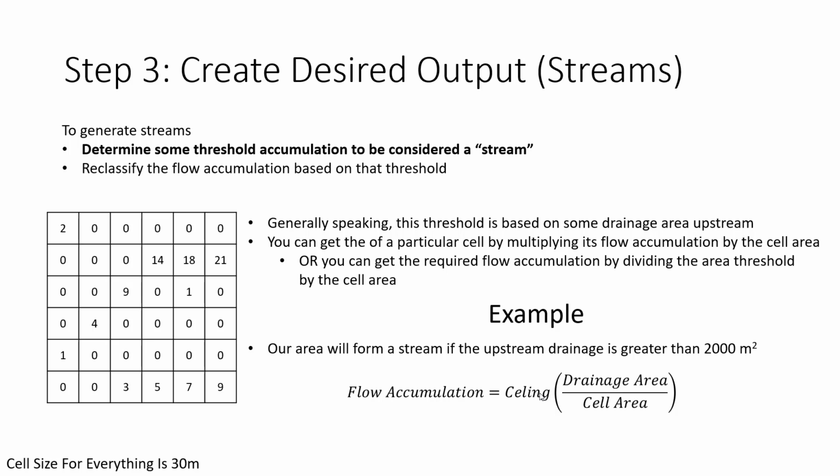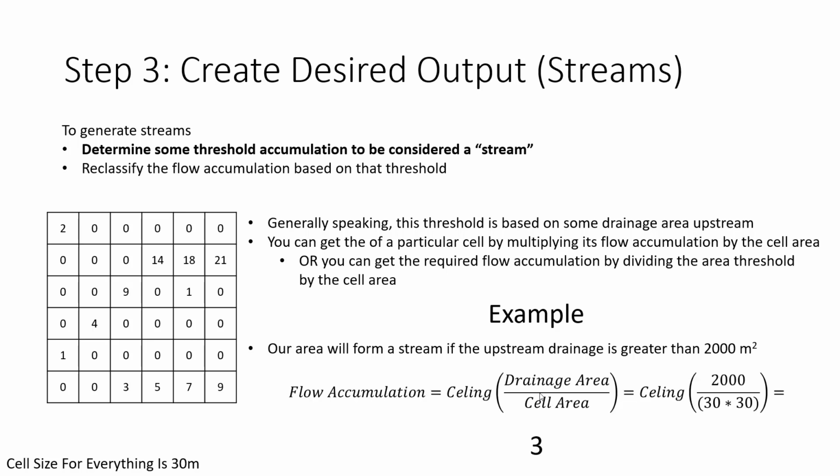So if we take this flow accumulation equation and apply it to our example here, this 2000 is coming from the drainage that we set up in our example. This 30, or the cell area, is the same as the area of a cell, which is the same as the square of the cell size, which is the same as multiplying the cell size by itself. So this cell area is the same as 30 meters times 30 meters, because for our example here, the cell size for everything is 30. If you do the math on that, 2,000 divided by 900, and then you take the ceiling of that, you end up with 3.